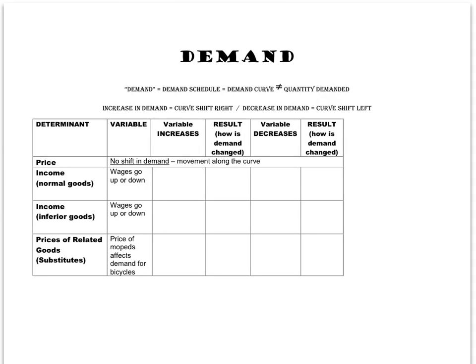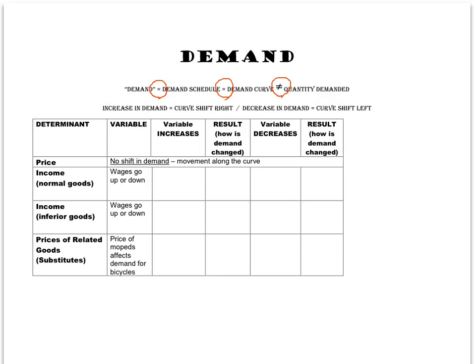All right, we're going to complete our demand handout as a way to review the determinants, the five things that shift the demand curve. First of all, some basic definitions. Demand is the same thing as a demand schedule or a demand curve, which is a picture of a demand schedule. What that is, all the quantities demanded at various prices.